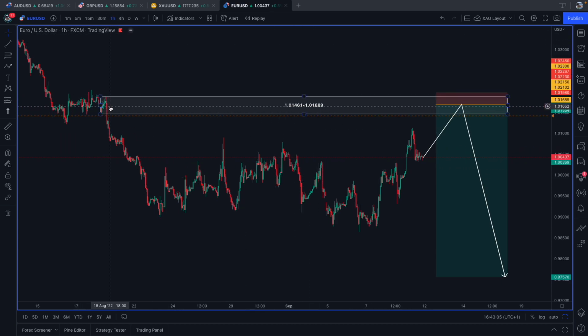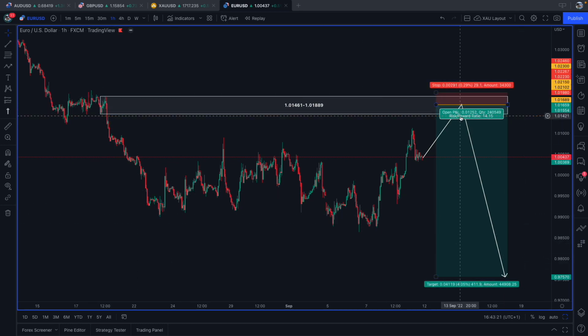Highlight this entire zone here, as this is left unmitigated and needs to be cleared in order for price to take its next move lower.